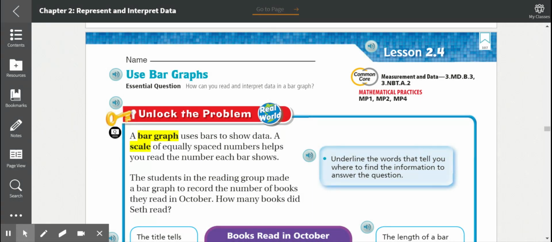We are on lesson 2.4. It starts on page 107, and it is about bar graphs. So we have learned so far about frequency tables, tally tables, picture graphs, and now we're learning about bar graphs.